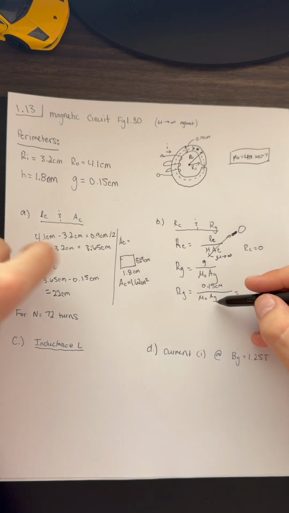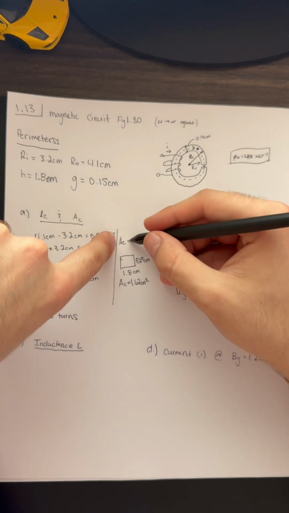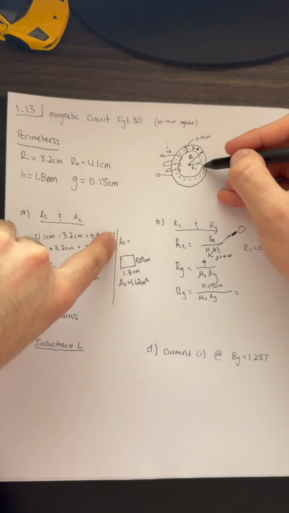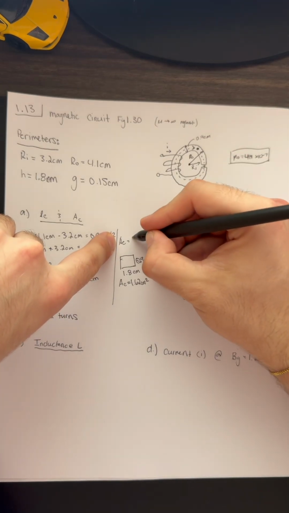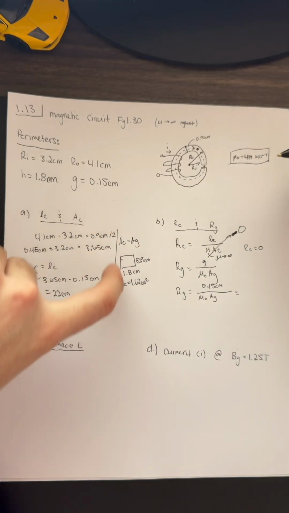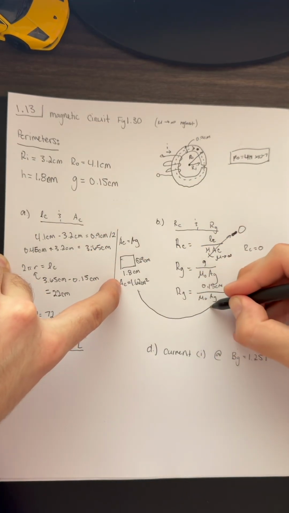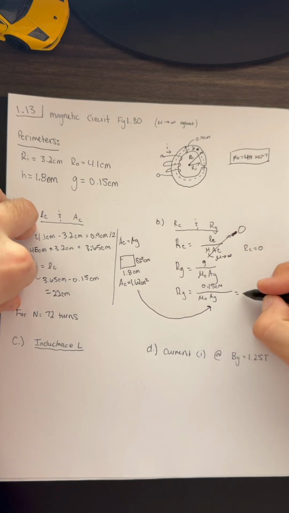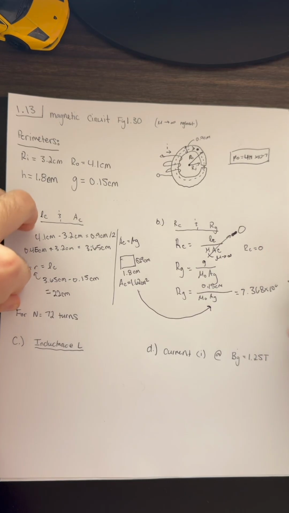Ag, we already calculated it here, because AC, the area of the core, is going to be the same thing as the area of the gap, because it's just an area. This small sector has the same area. AC is equal to Ag, and we're already given that here. So when we plug that in, we can calculate Rg is 7.368 times 10 to the 6th.